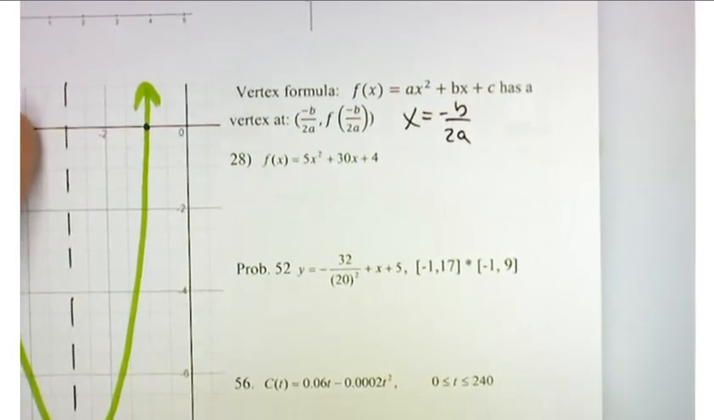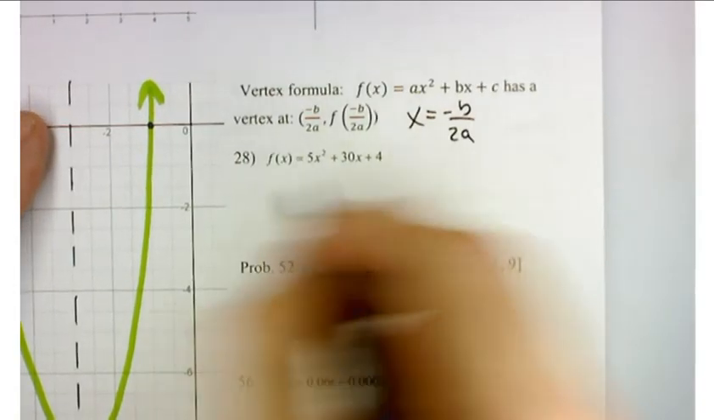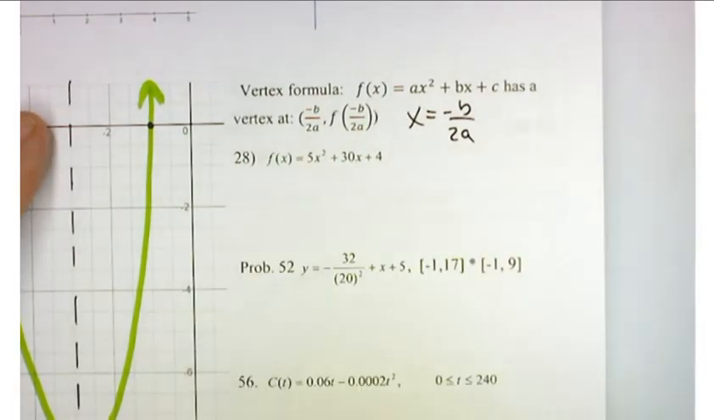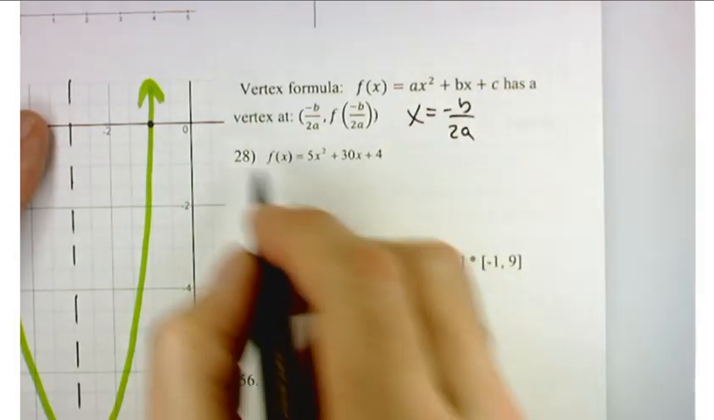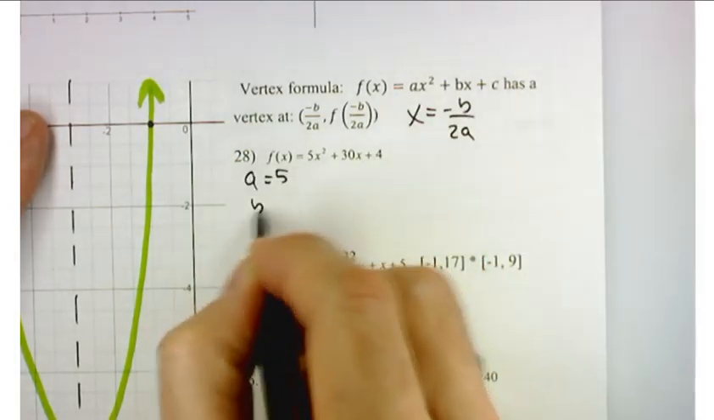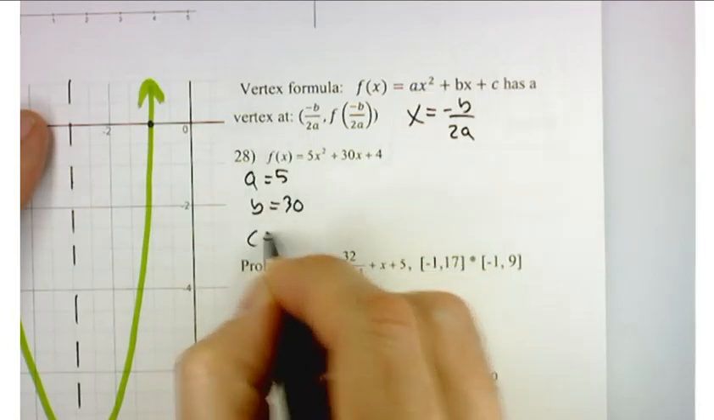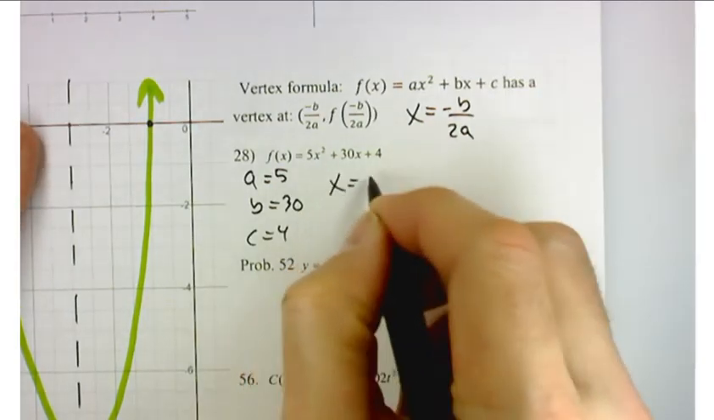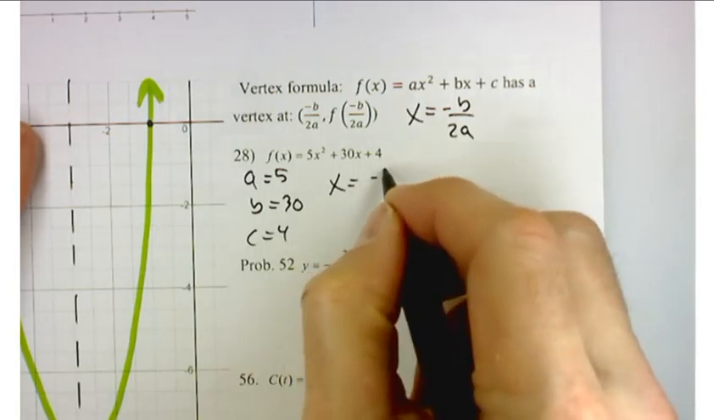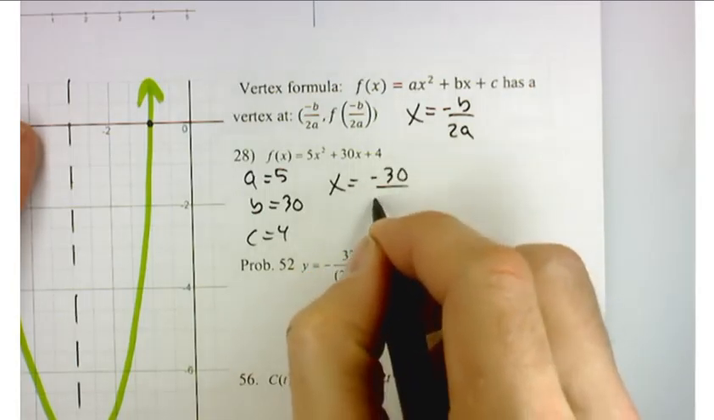It died here. It's not responding. Okay, well, I guess I can't zoom in or out. And anyways, -b over 2a. Well, a is 5, b is 30, c is 4, but c doesn't even enter into this formula. Okay, doesn't matter. The x-coordinate of the vertex is going to be -30 divided by 2 times 5.